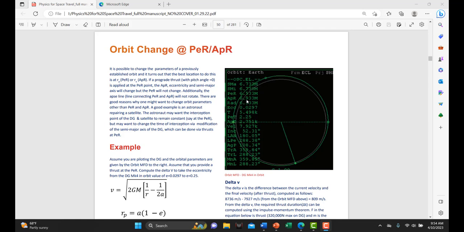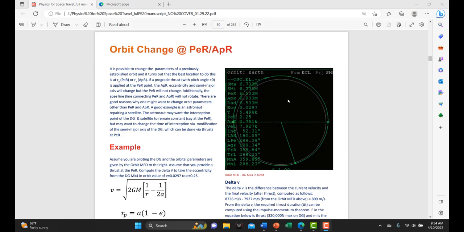It turns out that if a prograde thrust, and that's a thrust in the direction of travel, with a pitch angle of 0 is applied at the PER point, the periapsis point, the APR, apoapsis point, eccentricity and semi-major axis will change, but the periapsis point will not.